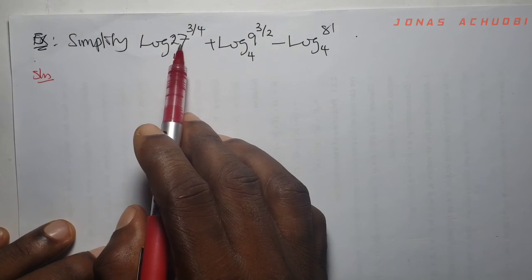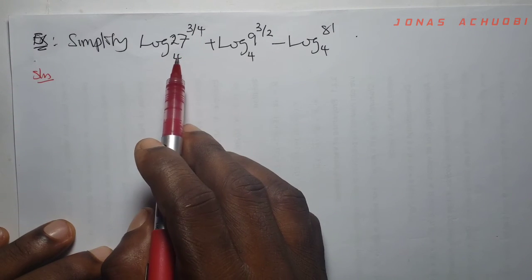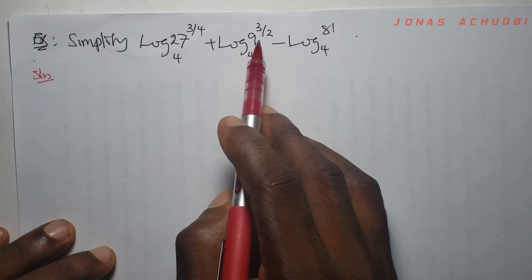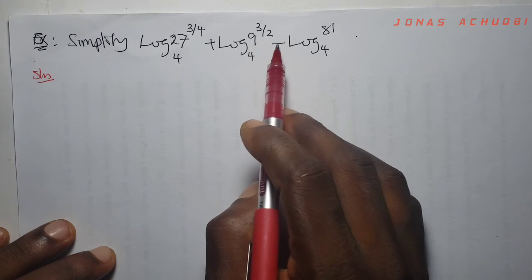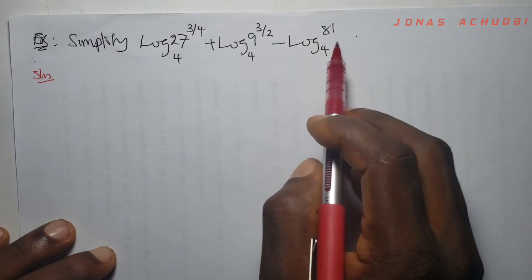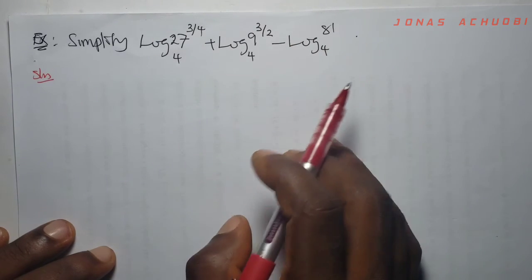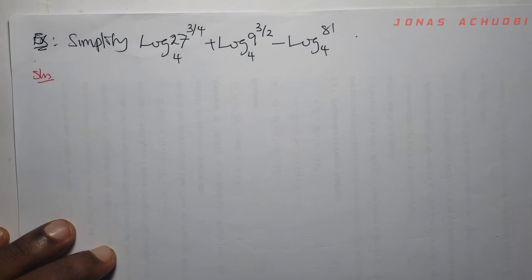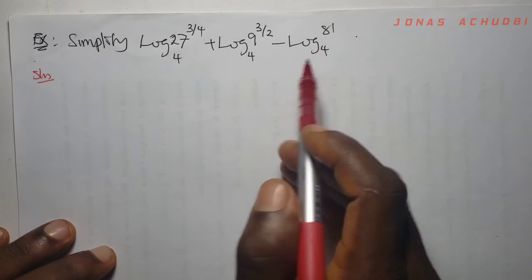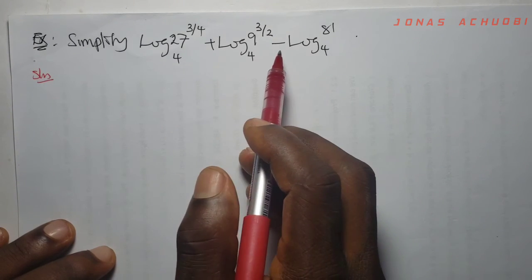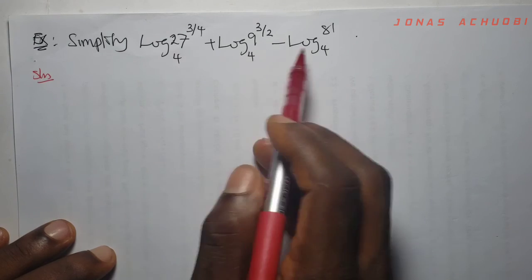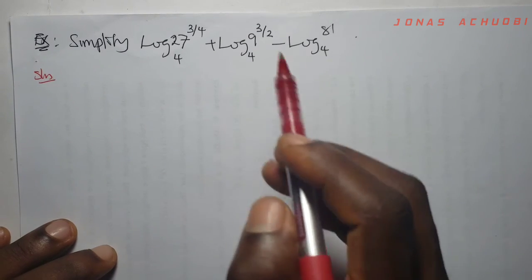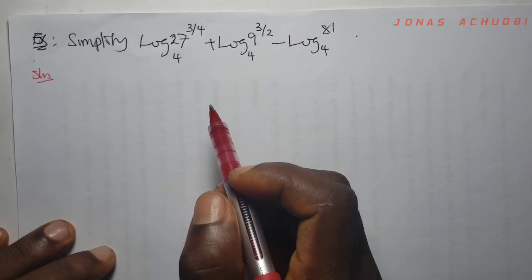Example. Simplify log 27 raised to the power 3 over 4 in base 4 plus log 9 raised to the power 3 over 2 in base 4 minus log 81 in base 4. Now the thing we have in this problem is that the three terms are all in the same base 4. If the bases were different, what we would have done is convert the three terms to a common base and then apply the change of base technique.